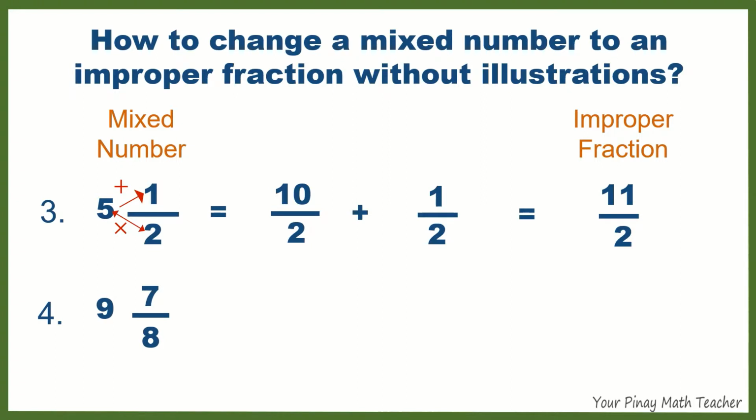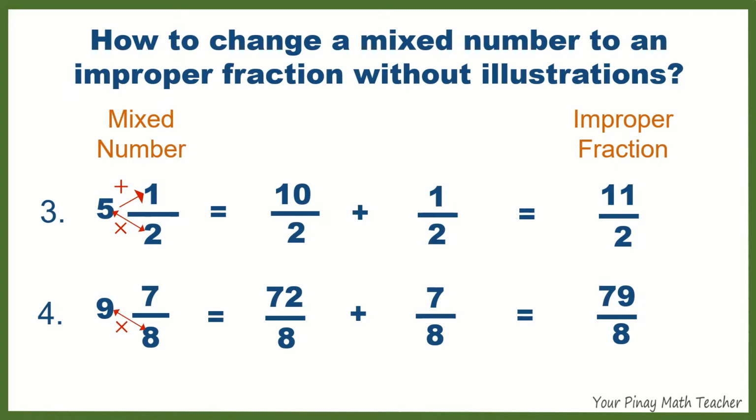Number 4. 9 and 7/8. 9 wholes are each divided into 8 equal parts. So we have 9 8/8 or 9 times 8/8. We get 9 times 8 is 72/8 plus 7/8 is equal to 79/8. Or 9 times 8 right away plus 7, we still get 79/8.